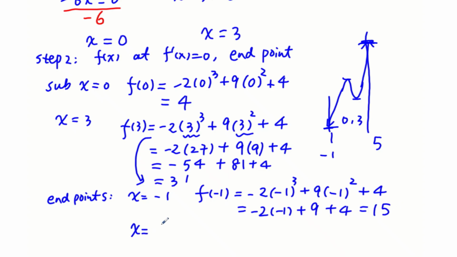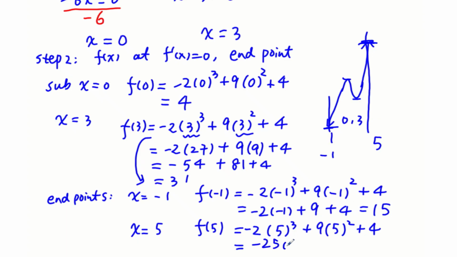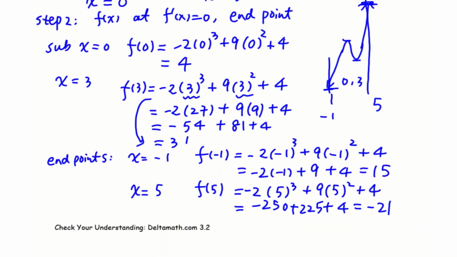Then x equals 5. So f of 5, substitute in, we replace all the x with 5. Then get your calculator out. The final answer is -21. So we have -250 plus 225 plus 4, we have -21. Then we are going to compare. So we compare all those y values. So we have 4, 31, 15, -21.